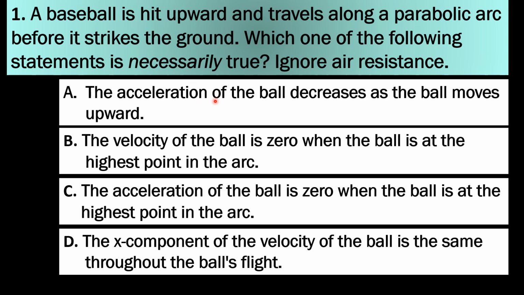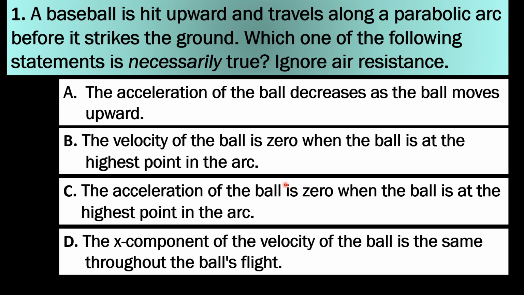Question number 1. A baseball is hit upward and travels along a parabolic arc before it strikes the ground. Which one of the following statements is necessarily true? Ignore air resistance. Letter A. The acceleration of the ball decreases as the ball moves upward. Letter B. The velocity of the ball is zero when the ball is at the highest point in the arc. Letter C. The acceleration of the ball is zero when the ball is at the highest point in the arc. And letter D. The x component of the velocity of the ball is the same throughout the ball's flight.